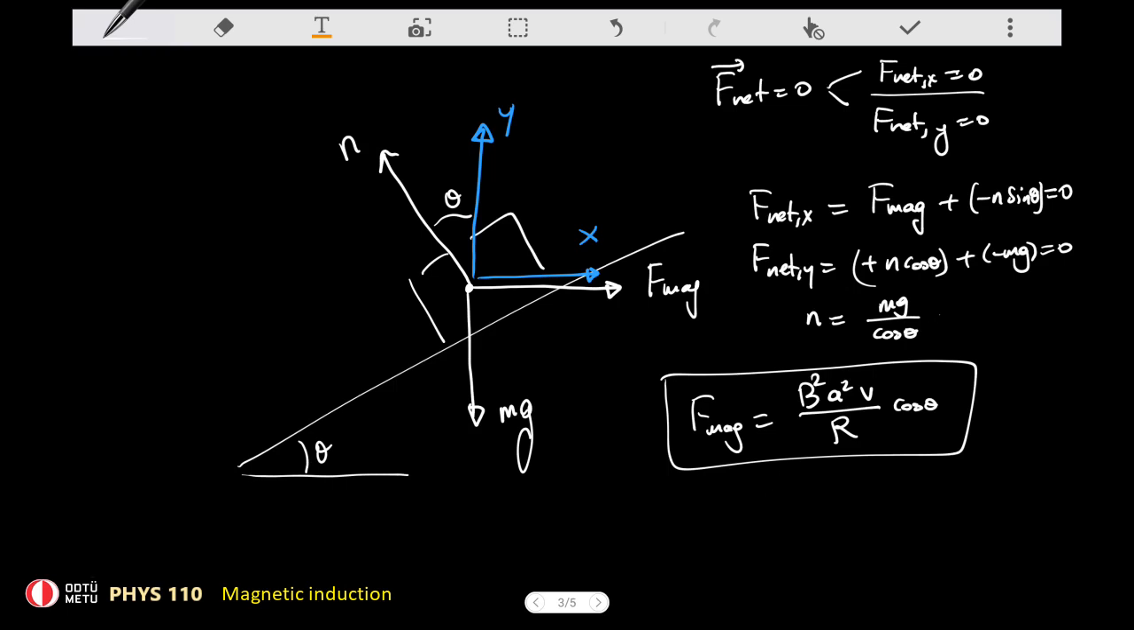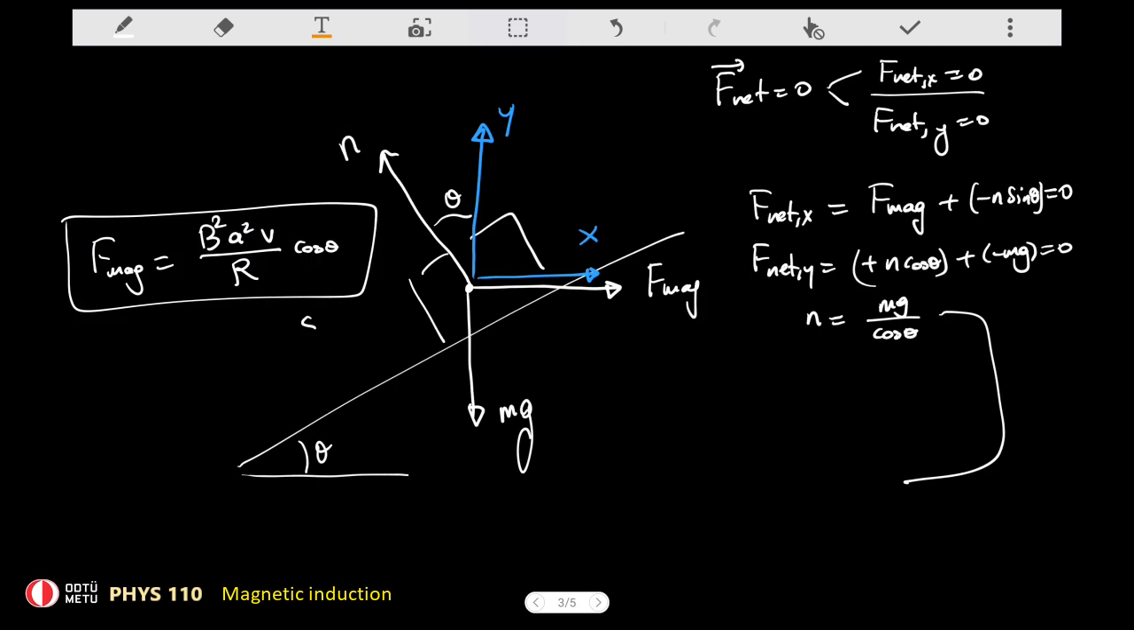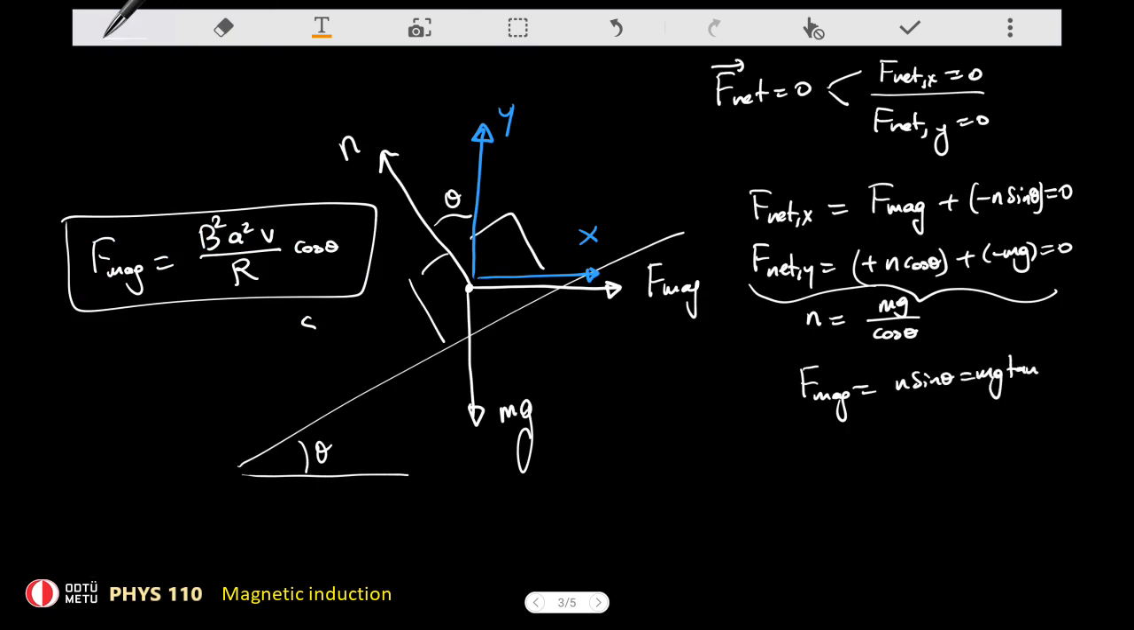And so let me continue from here. Sorry about this, let me just move it to somewhere else. I'm going to need that expression. So basically I have two equations and two unknowns. F mag is therefore n sine theta, so this is mg times tangent theta. So when the magnetic force reaches the magnitude of mg tangent theta, the object, the bar, has reached its terminal speed.